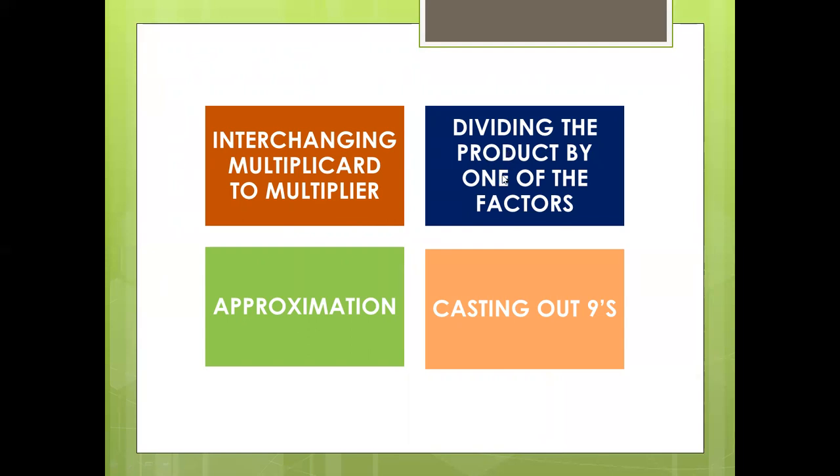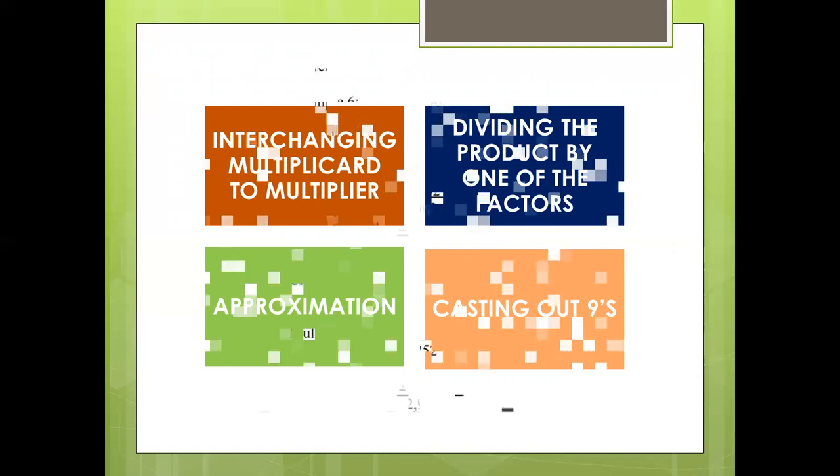We also have dividing the product by one of the factors. The product divided by one of the factors should be equal to the other factor. And we will be explaining it. We also have approximation, which is another method of checking the product by estimating the product after the factors have been rounded off to simple numbers. And also the casting out nines method, which was used in addition and subtraction as well.